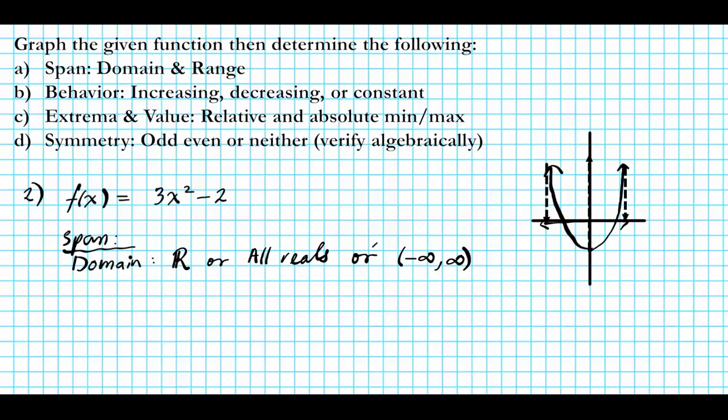Okay, so let's write that down. Our range, the vertical span of the graph, you're going to go as low as -2. So we're going from -2 included all the way up to infinity. Or you can say y is greater than or equal to -2 as your range. Okay, let's talk about behavior.